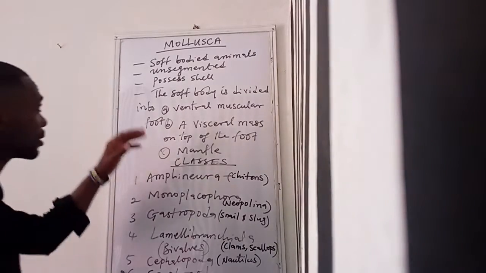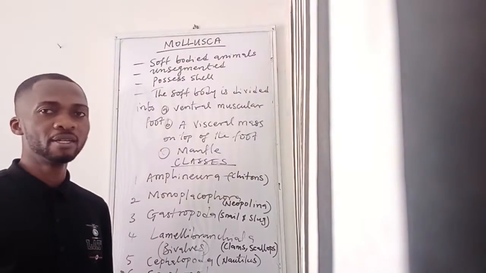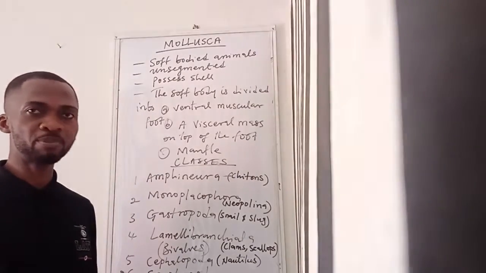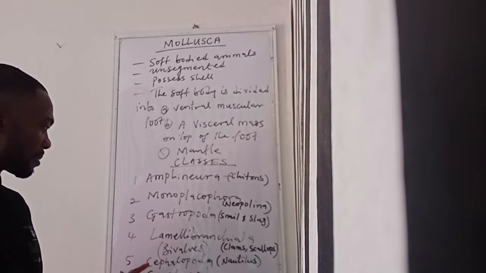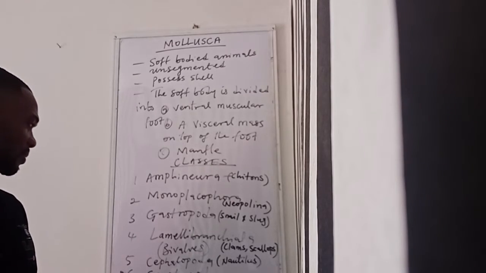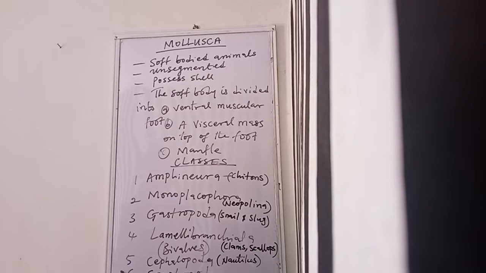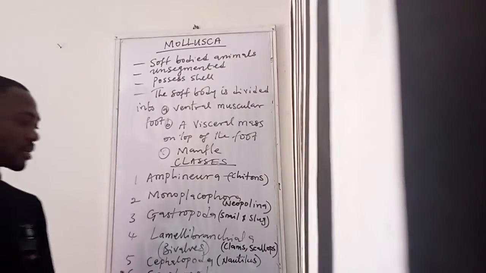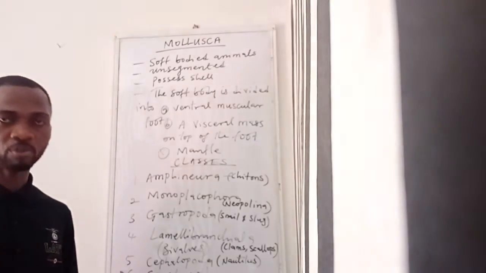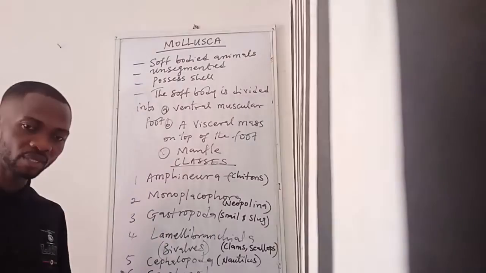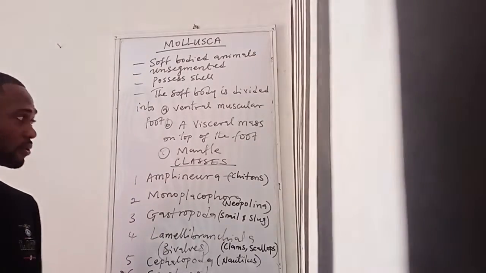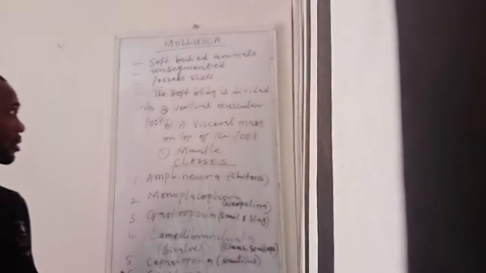Then another characteristic is the fact that they have shell. Shell is present in all of them. The shell is only absent in members of cephalopoda, where you see the nautilus and the octopus. So that is the only class that is devoid of shell. If not, you see shell in all of them.